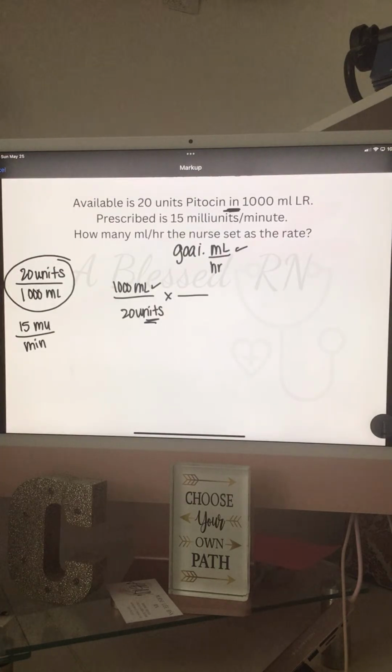Okay, because we always start with what's on top. The goal is on the top, right?